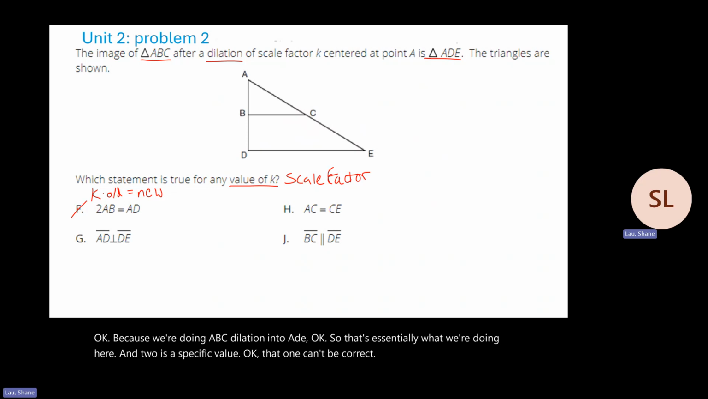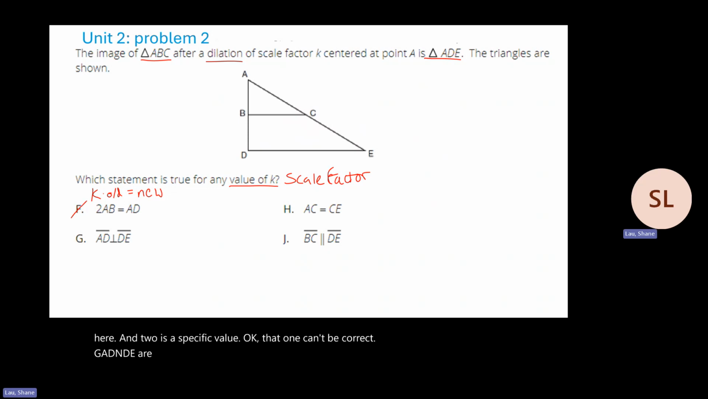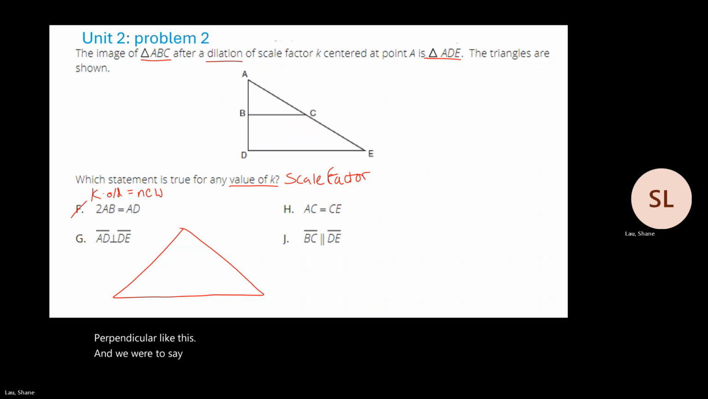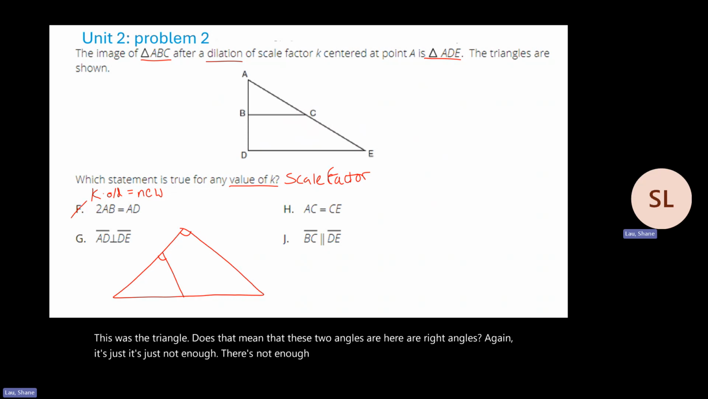G, AD and DE are perpendicular. Well, first off, we can't even confirm that this is perpendicular anyway. So that should kind of answer your question anyway. But humor us for a little bit, right? If we were to have a triangle that's very obviously not perpendicular, like this one, and we were to say that, oh, well, if this was the triangle, does that mean that these two angles right here are right angles? Again, it's just not enough. There's not enough information to tell from this. So G is just not correct.